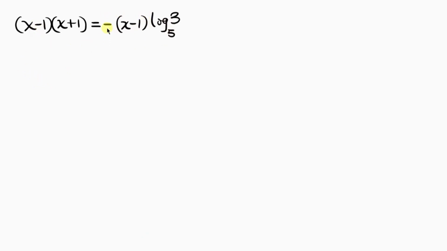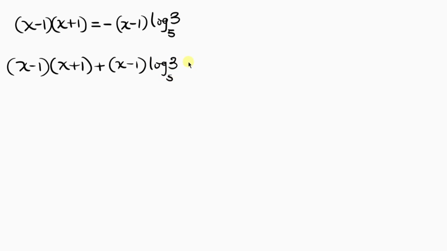And when we do that, this negative becomes positive. So we've already got x minus 1 times x plus 1 on the right. As this expression moves to the left, it becomes plus x minus 1 times log 3 base 5 equal to 0. Now we can factorize.